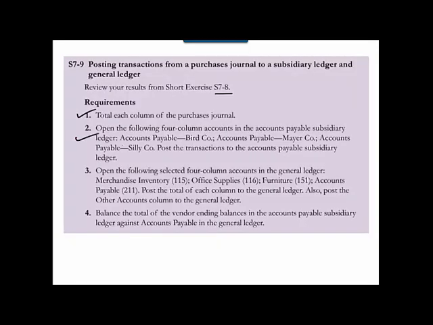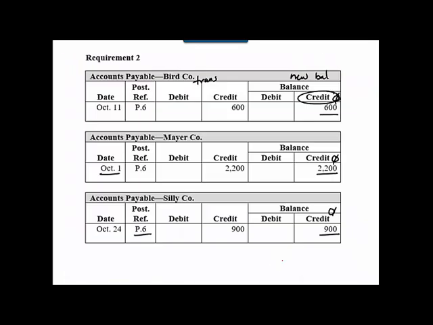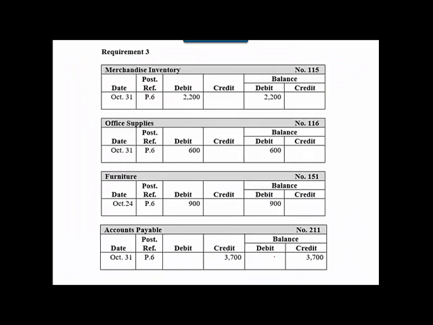And then it says open these ledger accounts. So we've got inventory, supplies, furniture. None of them have a balance. So then we are going to post these totals from here, right? And so I'm going to debit merchandise inventory 2,200, debit office supplies, debit furniture for 900. And so that looks like this. Oh, and my total, this is my total to accounts payable. So merchandise inventory has a debit balance, office supplies has a debit balance, furniture has a debit balance, and accounts payable has a credit balance.